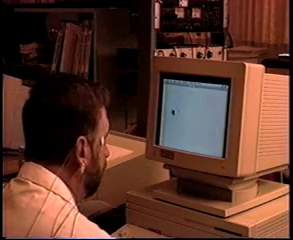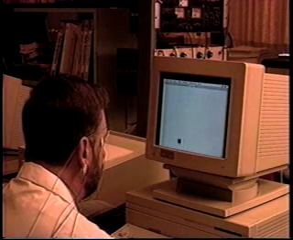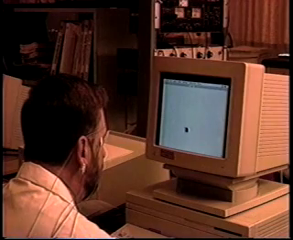The two signals are used to control the vertical and horizontal position of the cursor. The user is controlling the cursor by moving his eyes and head. Look left, the cursor moves left. Look up, the cursor moves up.